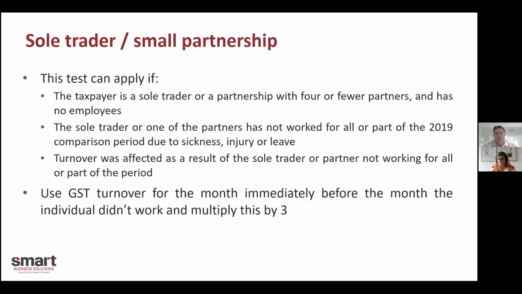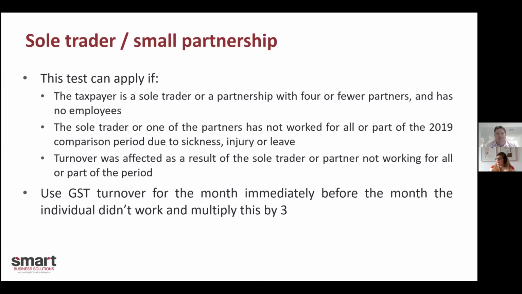The sole trader small partnership. So this test can apply for a sole trader or a partner in a small partnership. A small partnership being 4 or fewer individual partners was sick, injured, or on leave during a relevant comparison period. It is important to note that this can only apply if the sole trader or small partnership does not employ anyone, and so has no employees at all.